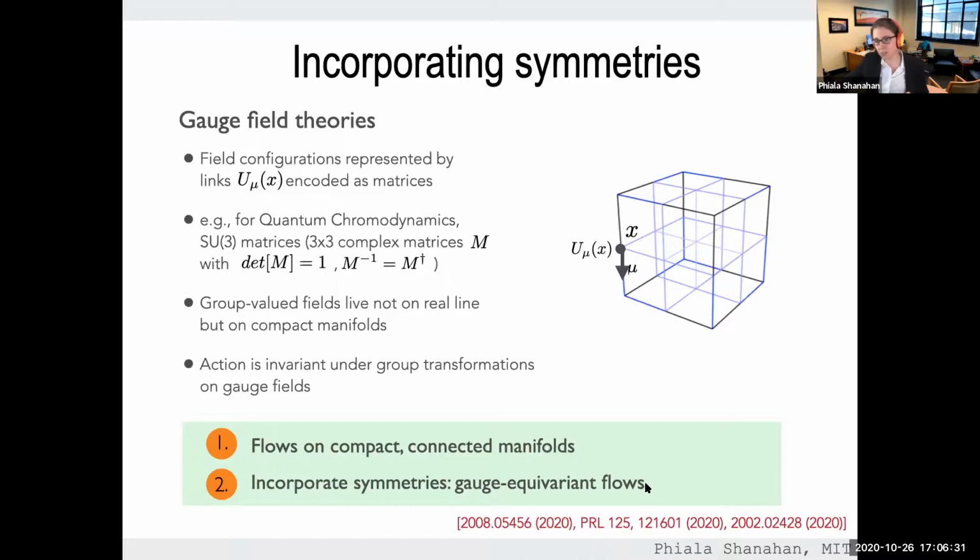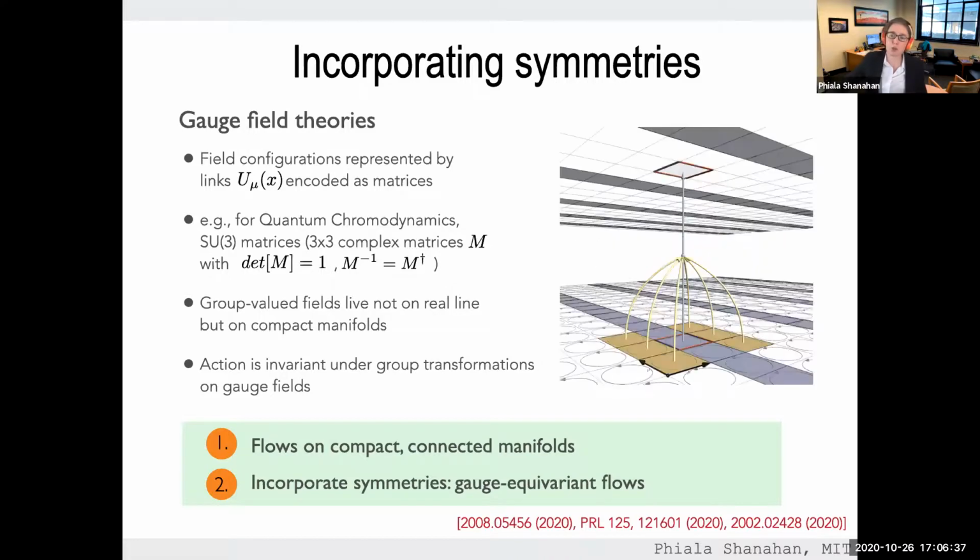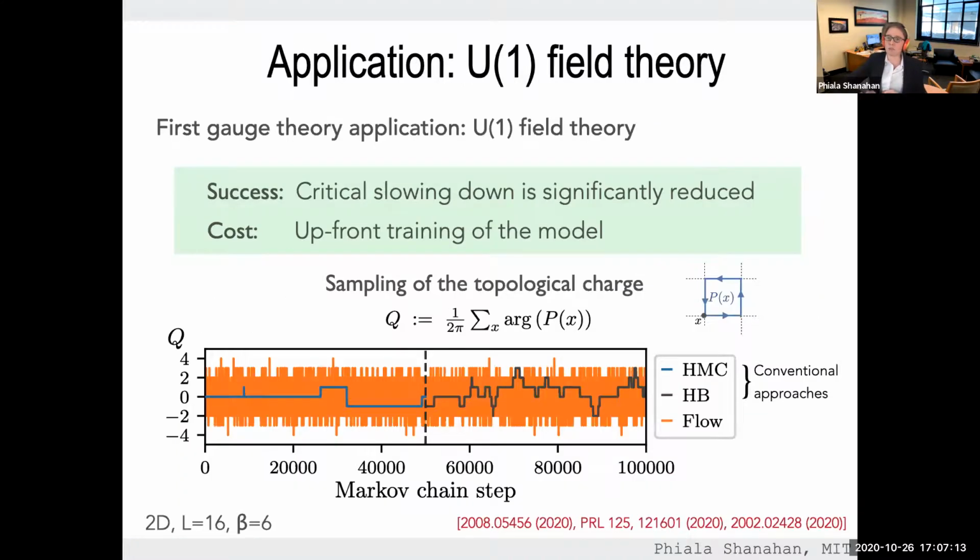Then how do you incorporate symmetries like gauge equivariance? I won't tell you too much about the technical details. They get quite heavy, but I'll show you a nice picture that gives the general idea: we designed new structures that incorporate these correlated symmetries between nearby group elements in each layer of our flow model to design gauge equivariant flows that are equivariant under these symmetry transformations, so we can create actually invariant models. We had to first start with compact connected manifolds, but then build in gauge symmetry. And it turns out that in doing this, you can actually succeed in this challenge.